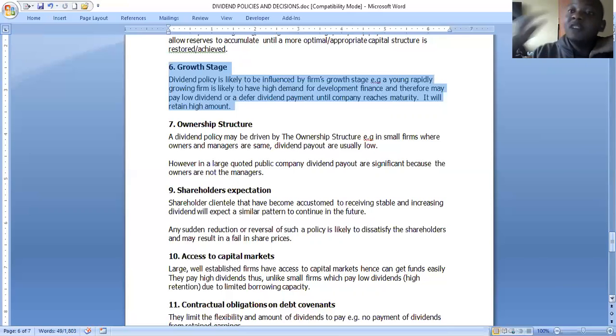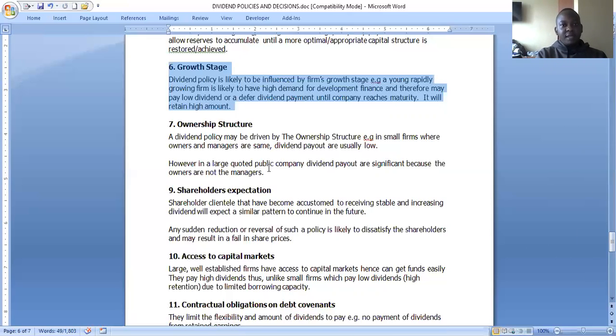Whereas old firms that have matured have no more growth opportunities. These firms will pay high dividends. So matured firms will tend to pay high dividends because they do not have any growth opportunities. So they may tend to distribute almost all of their profits. Whereas young firms that have very many growth opportunities and need a lot of finance may not pay high dividends. Therefore, we can conclude that matured firms will pay high dividends, and young firms will pay low dividends.